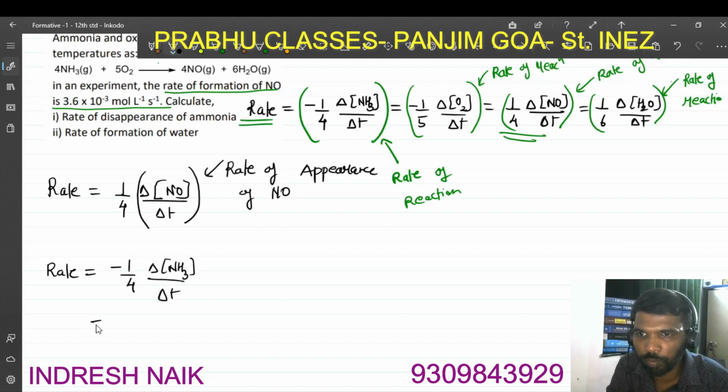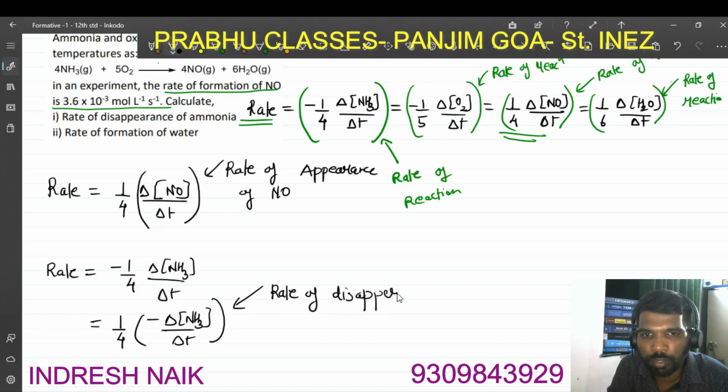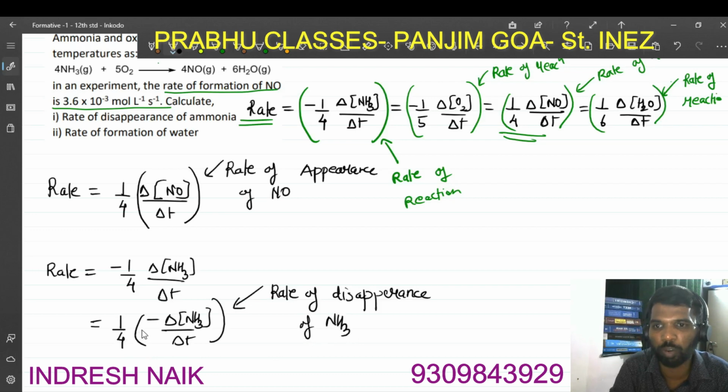I can write this rate is equal to rate, since there is a minus sign, what I do is take this out and write inside minus delta NH3 by delta T. Right? This is what I'm going to write. So this quantity represents rate of disappearance of NH3. And along with this 1 by 4, it is telling you about the rate of the reaction.